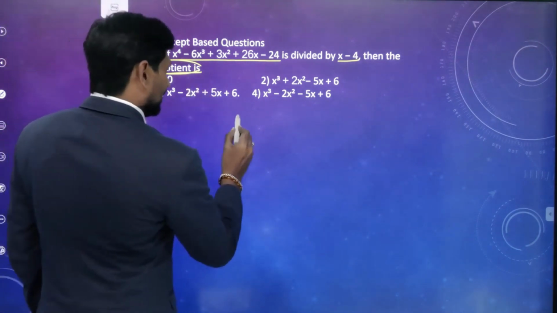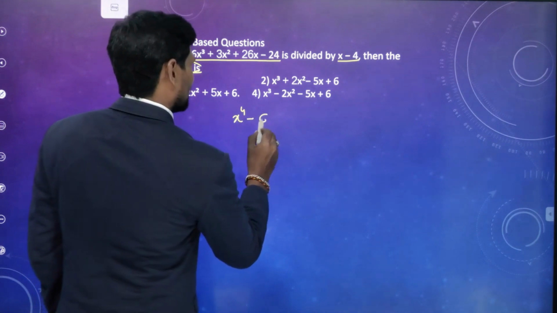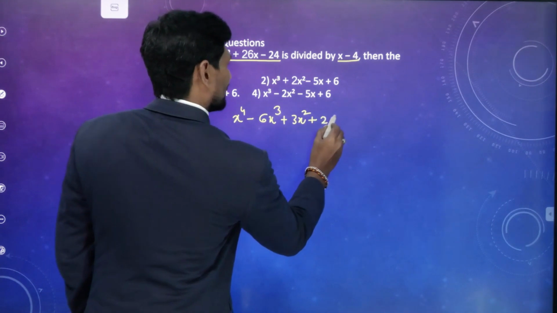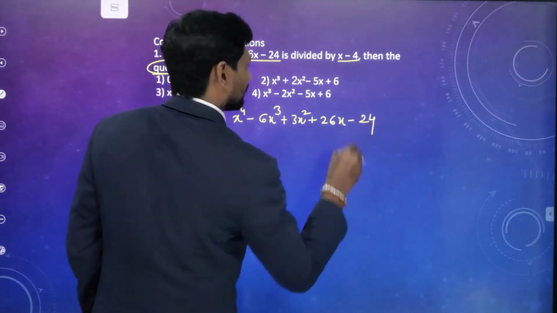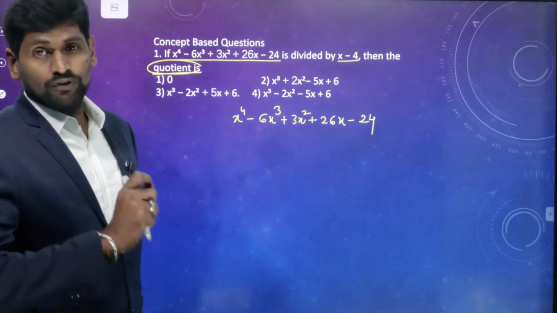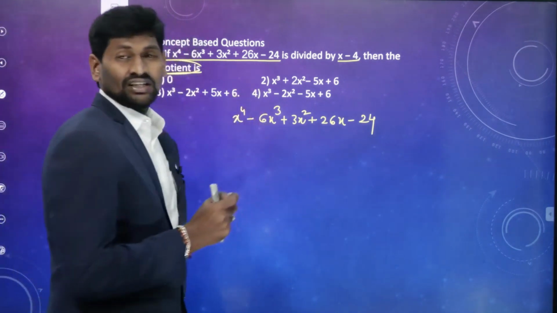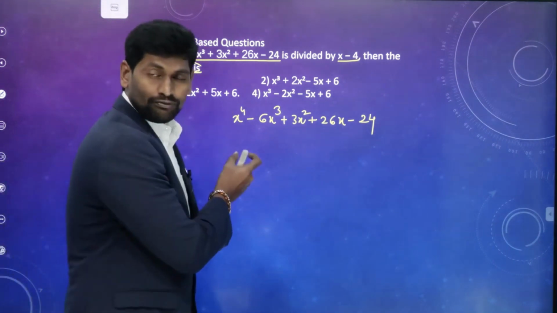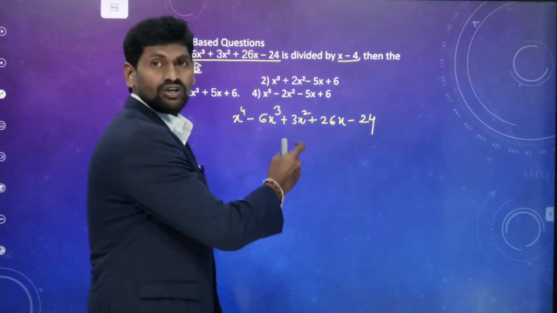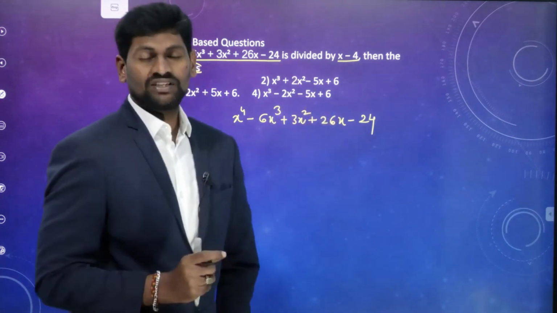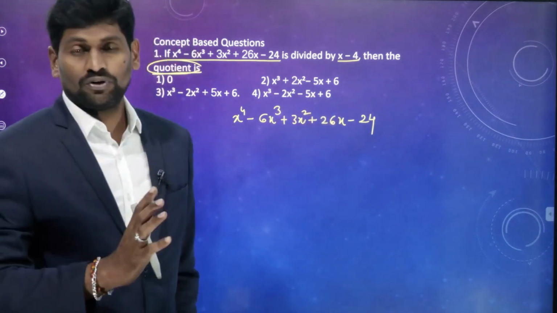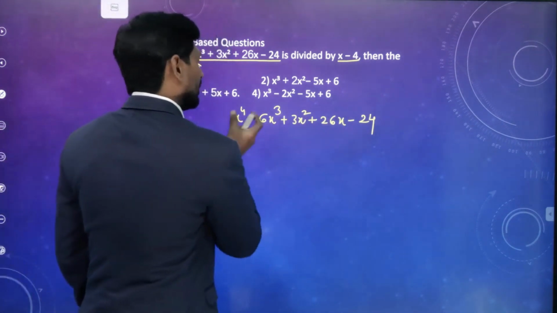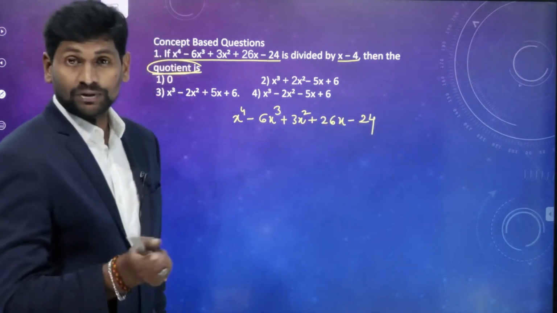So what is the polynomial here? x power 4 minus 6x cube plus 3x square plus 26x minus 24. Before doing the synthetic division, let us check whether all the terms are available. That means x power 4, x cube, x square, x, and the constant term. If the degree of a polynomial is 4, then the number of terms will be 5. So are there 5 terms here? Yes, 1, 2, 3, 4, 5. All 5 terms are present here.